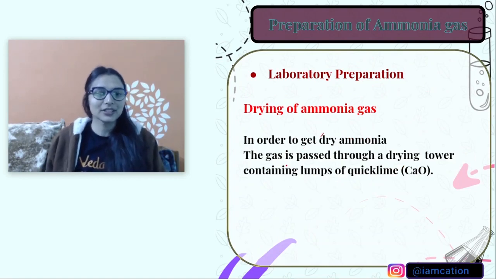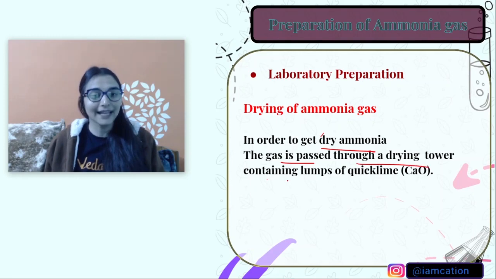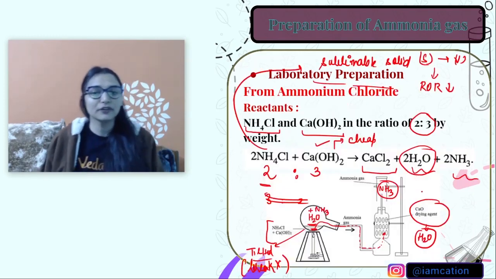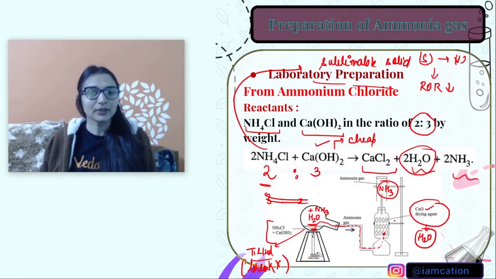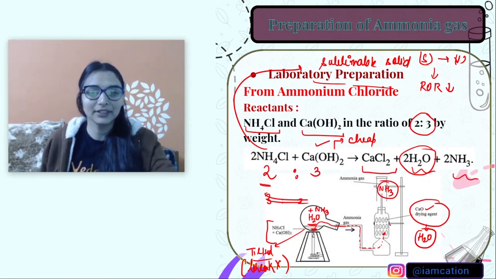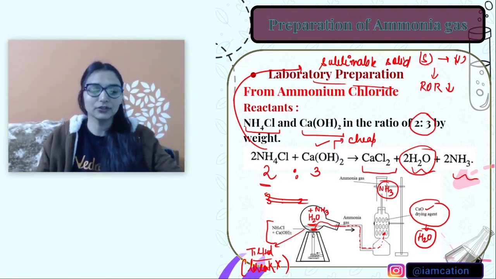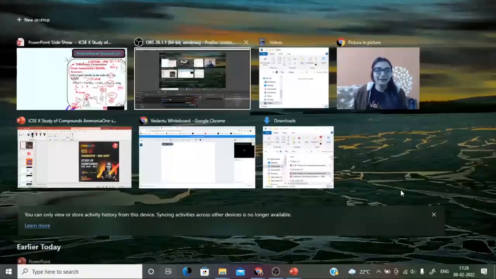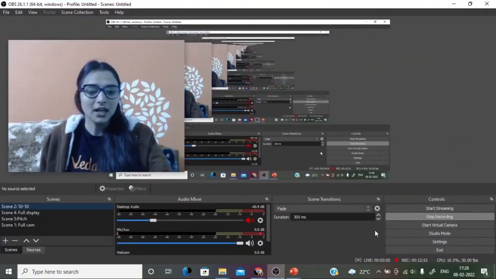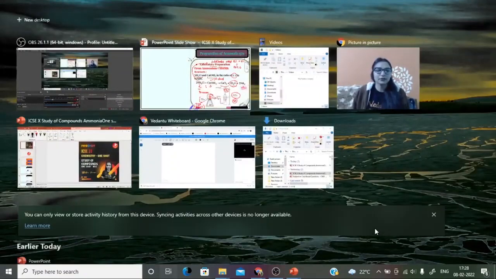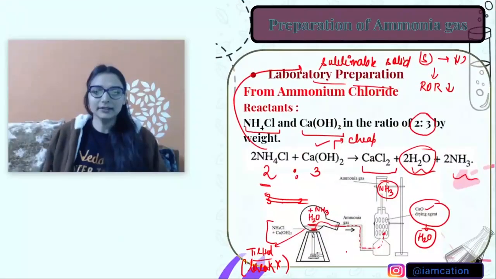Right, so it's written here, in order to get dry ammonia, the gases pass through a drying tower containing lumps of quicklime. ये रहा. So this is the drying tower that we are mentioning over here. Easy है, not difficult. We can do this. I guess everything is clear till here. Okay, very good. So continuing over here.